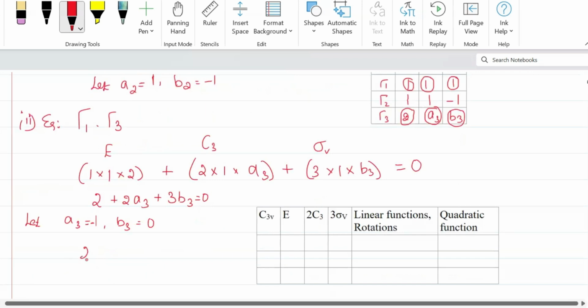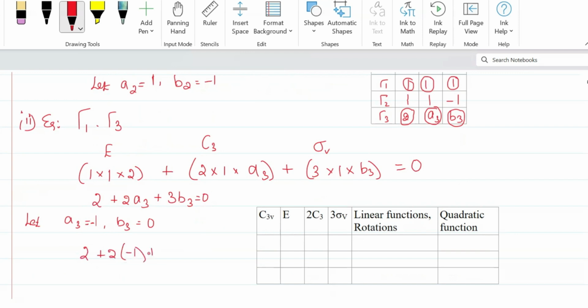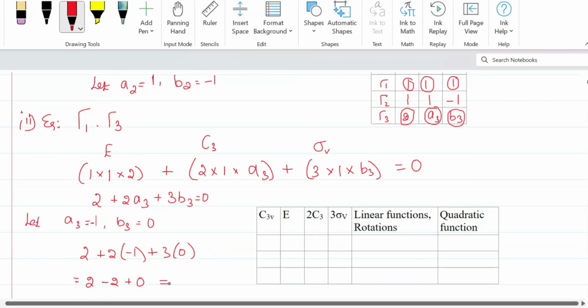Let us see then. So 2 plus 2 into minus 1 plus 3 into 0. Let us see, are we getting that? So 2 minus 2 plus 0. So that should be equivalent to what? Or that will be equivalent to what? 0. Hence satisfied.